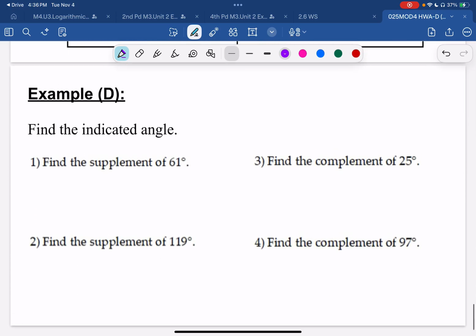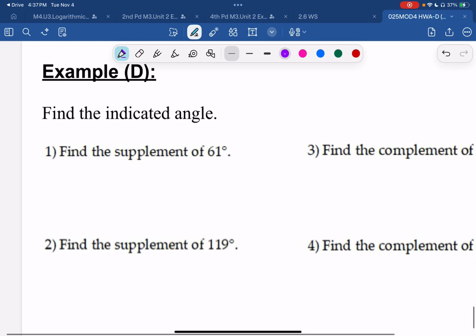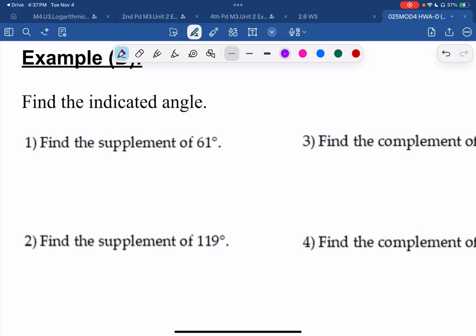So this example says, find the indicated angle. Number 1 says, find the supplement of 61. So that means that we want to figure out what can I add to 61 that's going to give me 180. So the easiest way to do that when you see supplement is we're going to say 180 minus 61. And that's going to give us 119 degrees. Because what that means, if you wanted to think about it visually, supplement means it needs to be a straight line. And if I know I've got a 61-degree angle, this one would need to be 119.